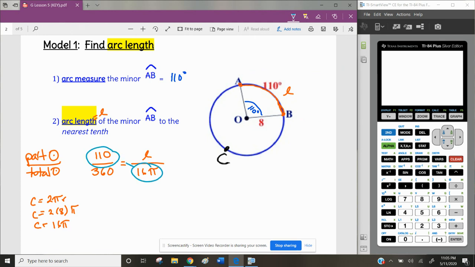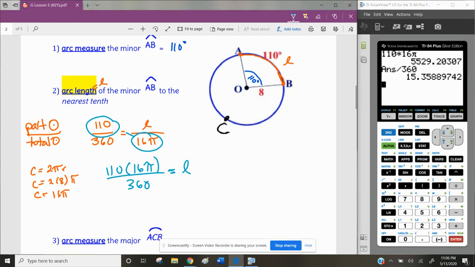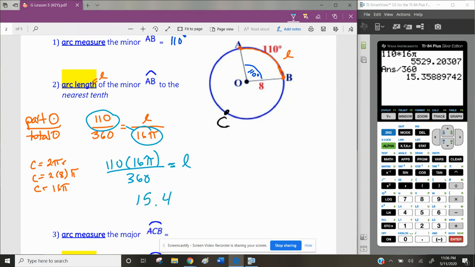To solve the proportion, we cross multiply, or to solve for L by itself, the opposite of dividing by 16 pi would be multiplying both sides by 16 pi. So we get 110 times 16 pi divided by 360. Since we are going to round, we will push the pi button in our calculator: 110 times 16 pi divided by 360. So we get 15.4 when rounded. And that would just be in units for the length of AB, for that arc length.